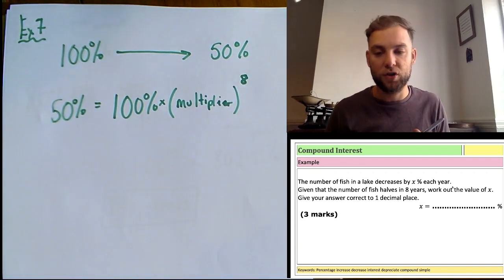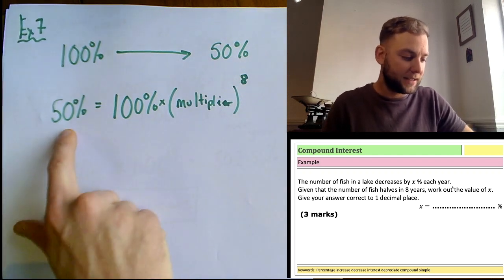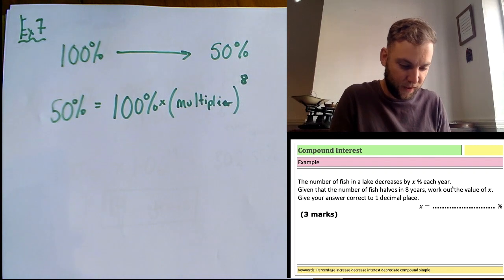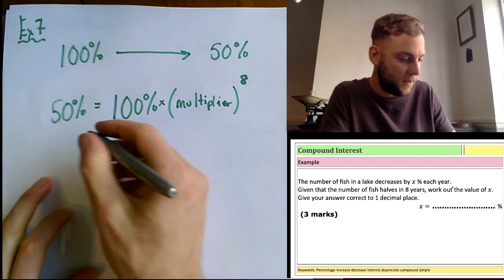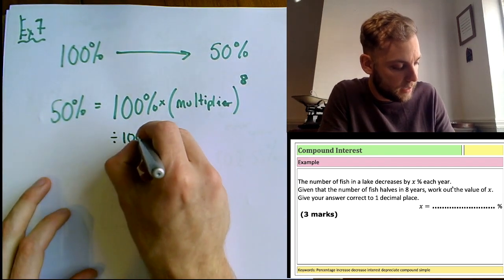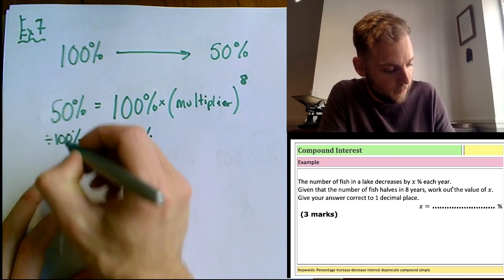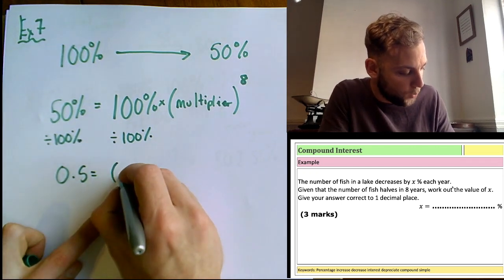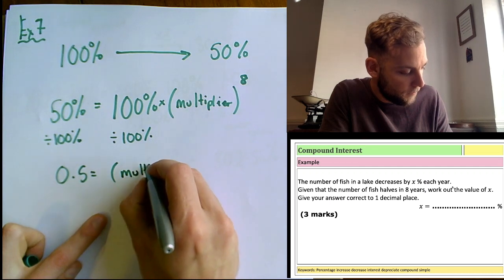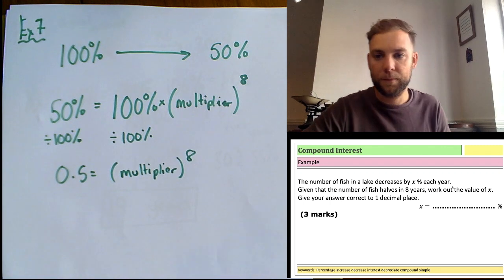So what I've got to do now is work backwards from this, okay? So 50% divided by 100%, so 50 divided by 100 is equal to 0.5. So that's my starting point here. So this here, I'm going to divide both sides by 100%. So that gives me 0.5 is equal to my multiplier to the power of 8, like so.